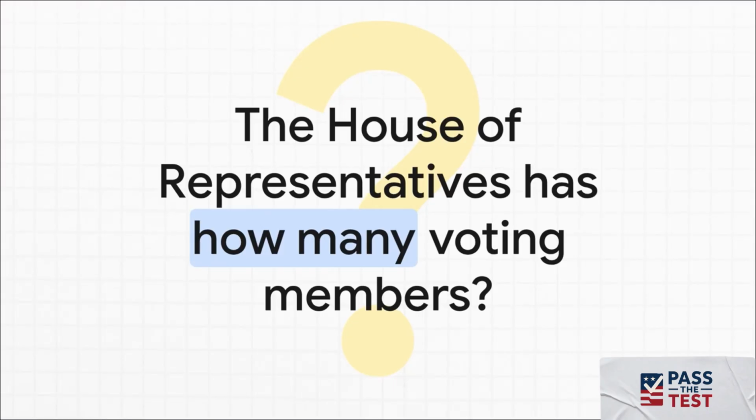Okay, first question up, and it's a number. The House of Representatives has how many voting members? I'll give you a second. The answer is 435. Now, what's interesting is that this number is fixed, but the number of representatives each state gets can actually change. It all depends on the state's population, which they count in the census.